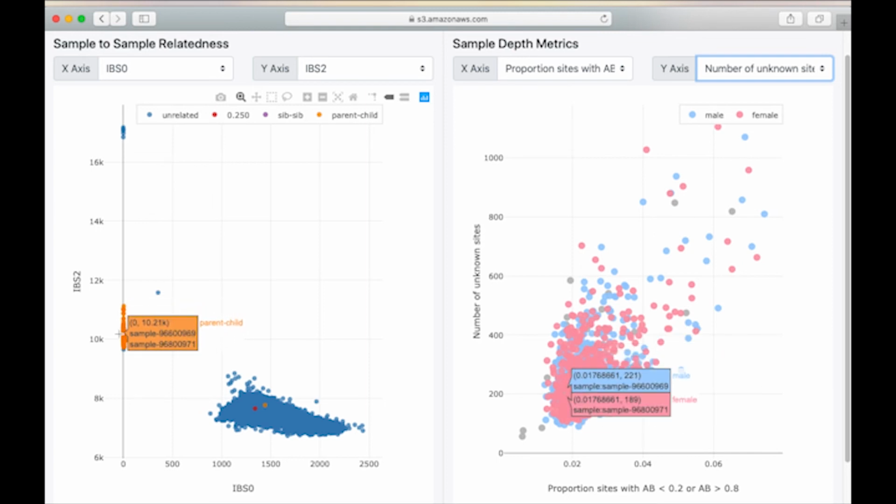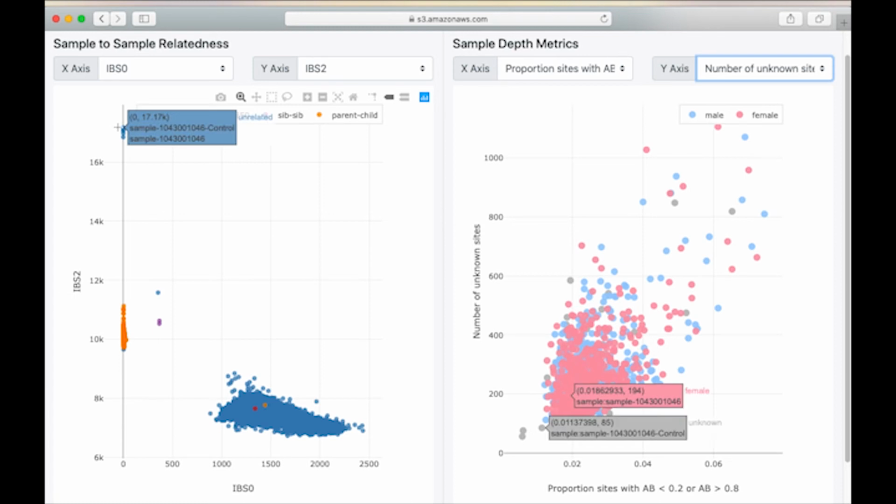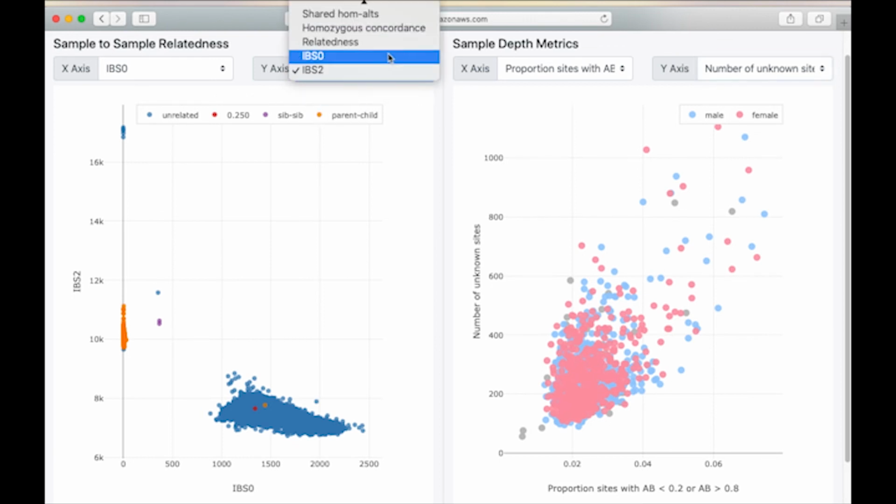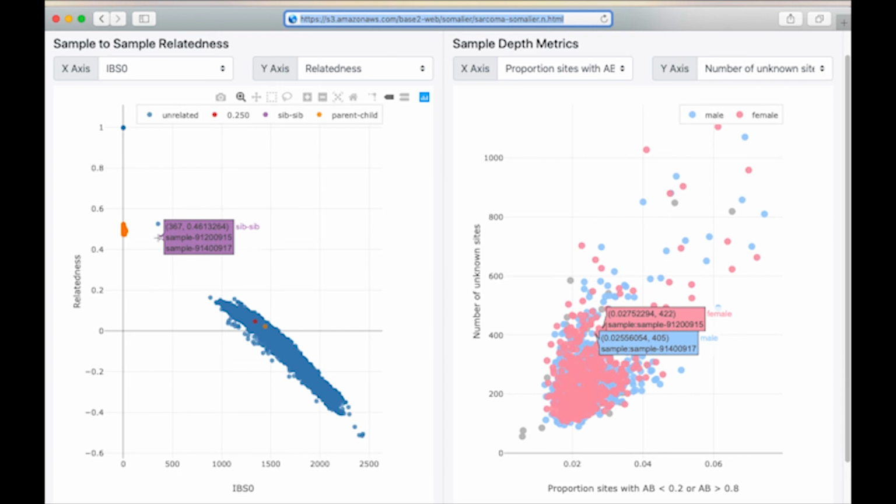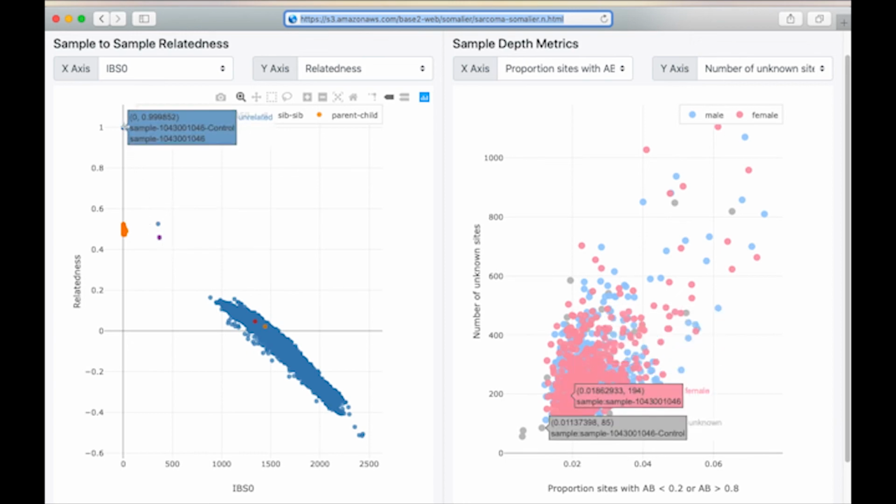IBS 2 on the Y-axis is the count of sites where a pair of samples had the same genotype. The cluster above 16K are duplicate samples and identical twins. This is a cluster of siblings. By switching the y-axis to relatedness, we can see that the siblings have a relatedness of around 0.5 and an IBS 0 above 0, as we would expect. We can also see that the duplicate samples have a relatedness value of 1, again, as expected.